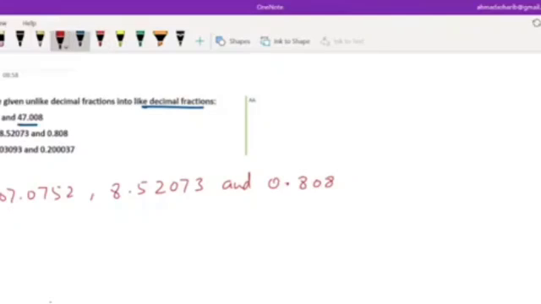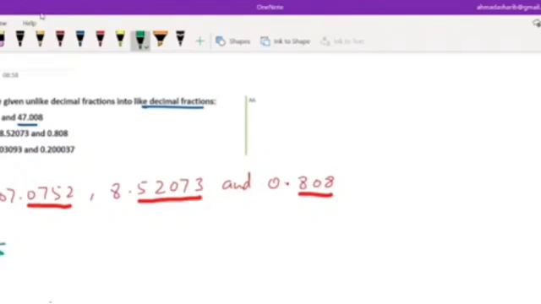Now we have to convert it into like decimal fraction. Okay, so now as you can see here, in this number there are 4 digits, 1 2 3 4 after the decimal. In this number you are having 5 digits after the decimal. In this number you are having 3 digits after the decimal. So you have to make sure that there should be equal number of digits after the decimal in each of the numbers.